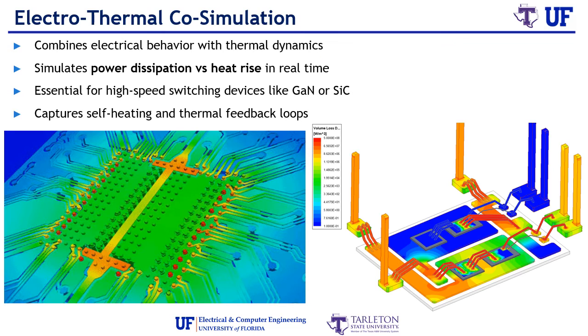Modern semiconductors don't just produce heat, their electrical behavior changes with temperature. Electrothermal co-simulation allows designers to model how electric power affects thermal conditions, and vice versa. This is critical for high frequency, high efficiency switches like GaN and SiC transistors, which self heat rapidly. We show an image of co-simulation results, where temperature and electrical current are computed together, allowing for dynamic feedback.